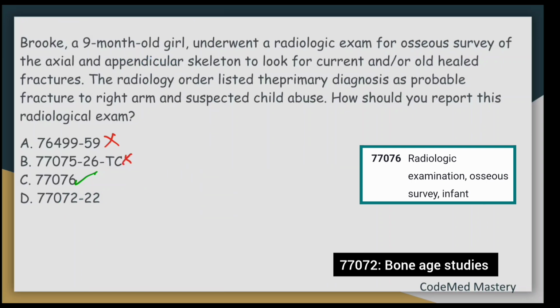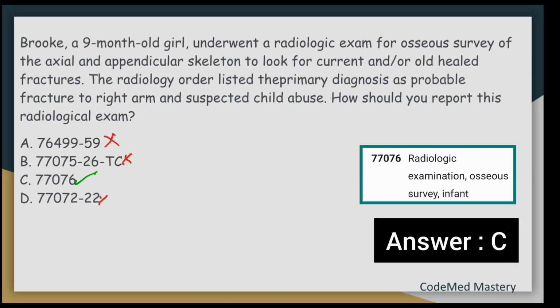Coming to option D, 77072, that is for bone age studies. In the scenario, they have not mentioned bone age studies. So we'll eliminate option D. Option C is the right answer. Let us move on to the next question.